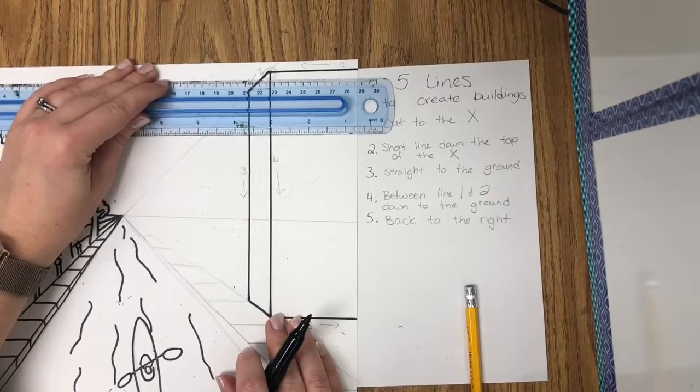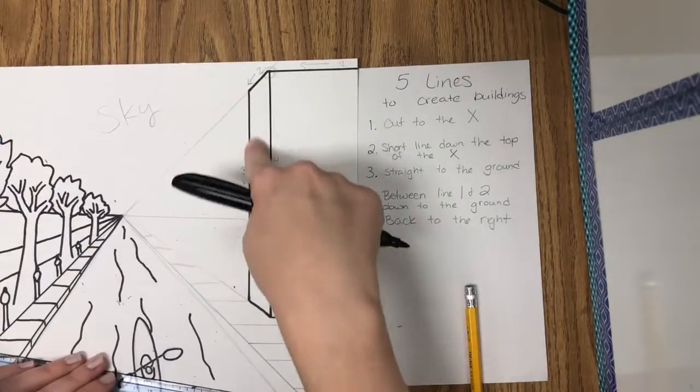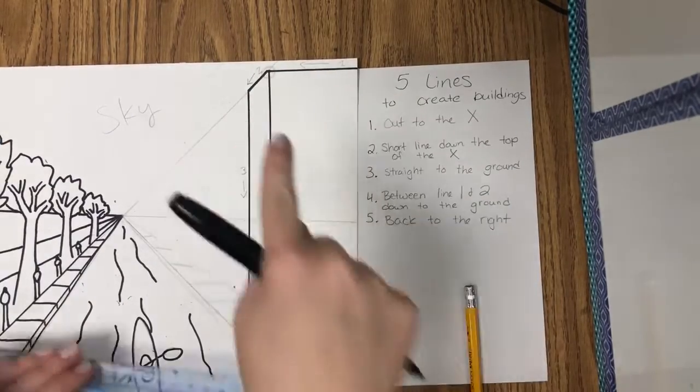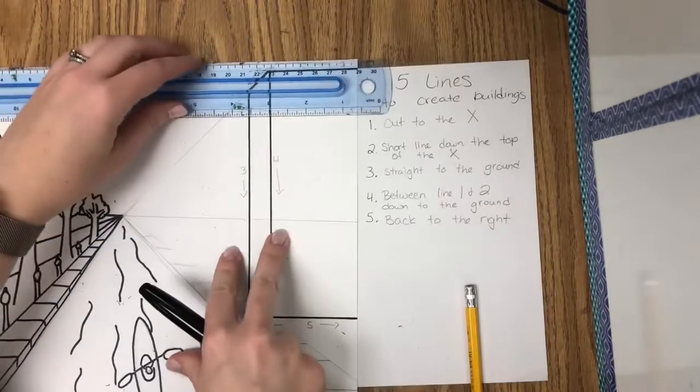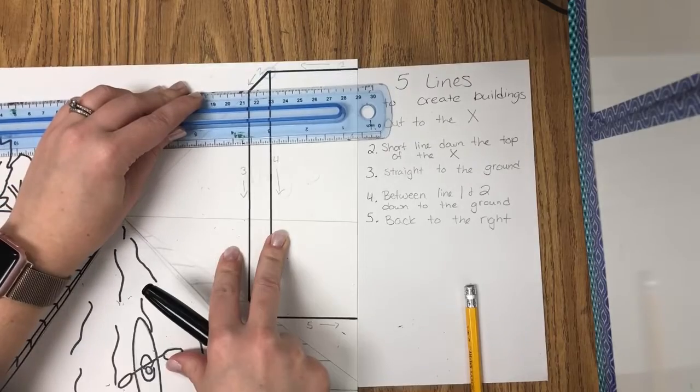Now I'm going to start with a second building. This building's going to be smaller. It's going to start about an inch down. And instead of going to the edge of my paper, I will be going to the edge of the building that I already drew.